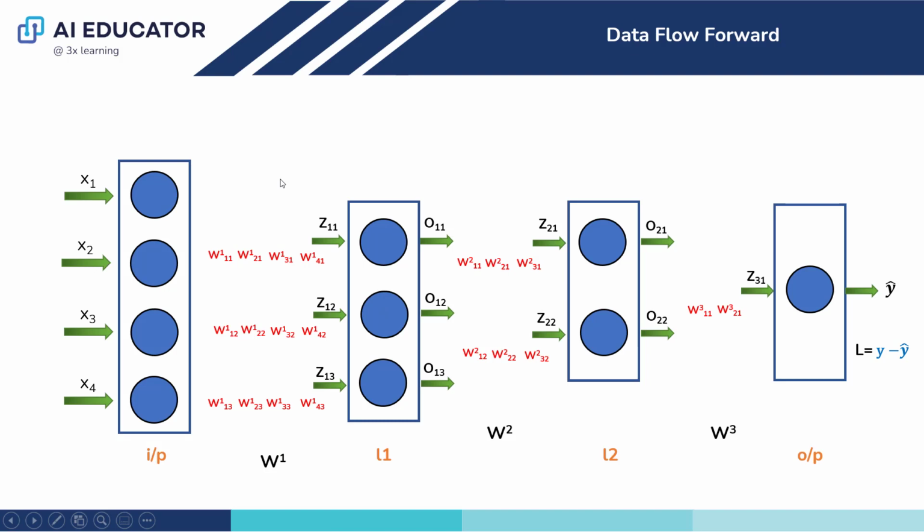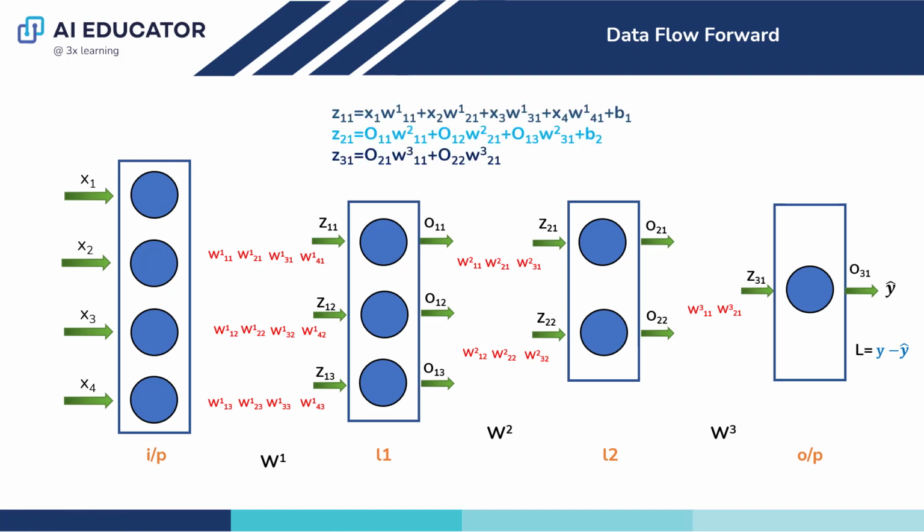For Z11, we'll get a cumulative input of x1 W111 plus x2 W121 plus x3 W131 plus x4 W141 plus a bias of b1. In a similar way, we can calculate Z12 and Z13. Here, these four are the weights of the connections for this node. These are the weights for the second node, and these will be the weights going with the connections to this node. And the output of the hidden layer, O11, will be the activation function on Z11.